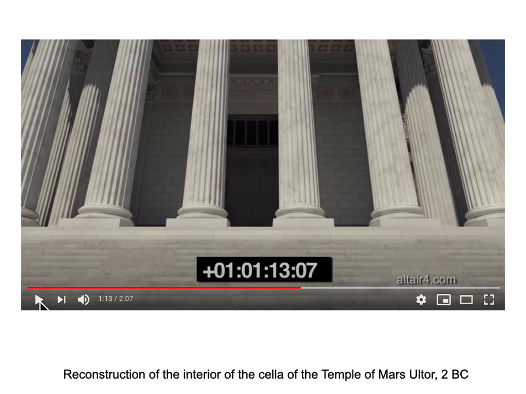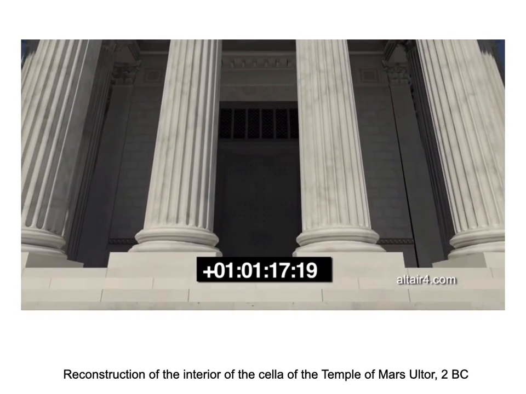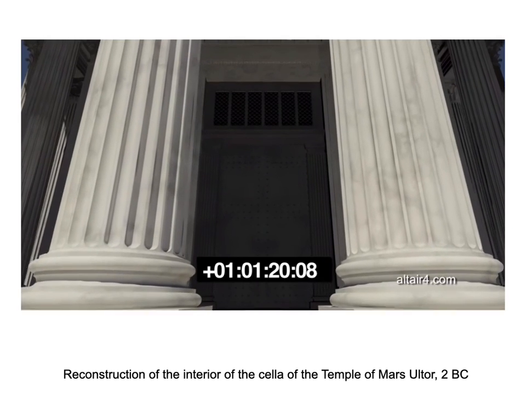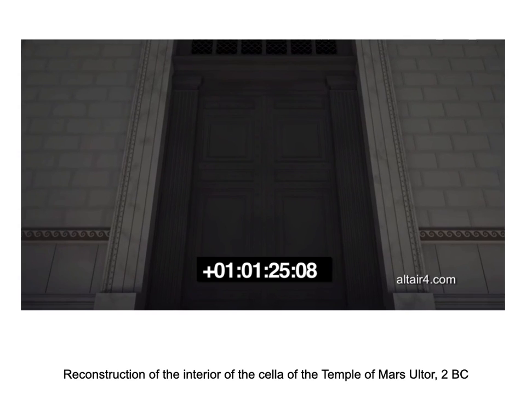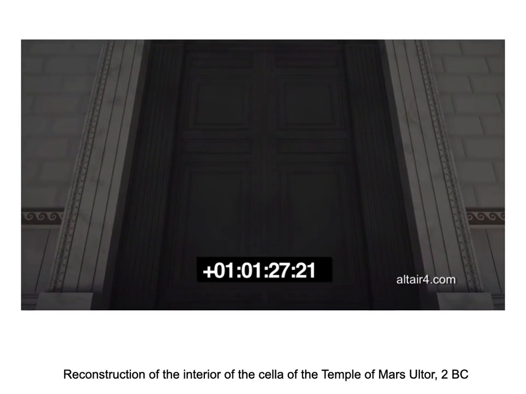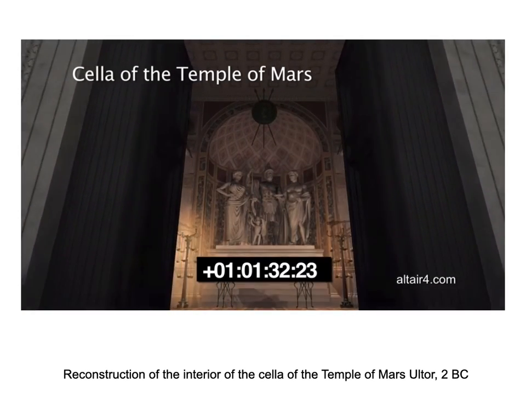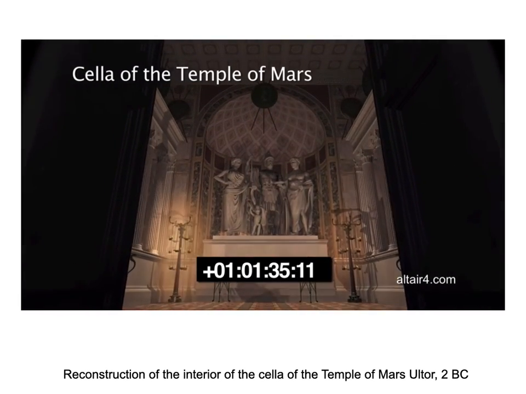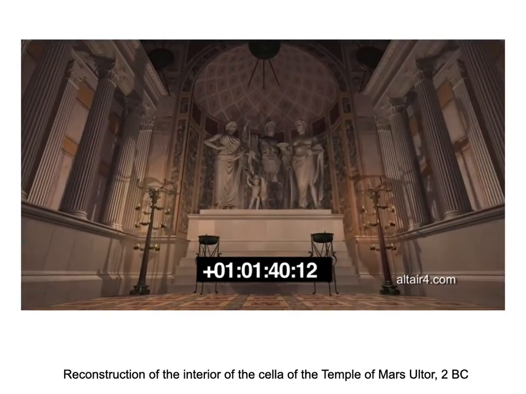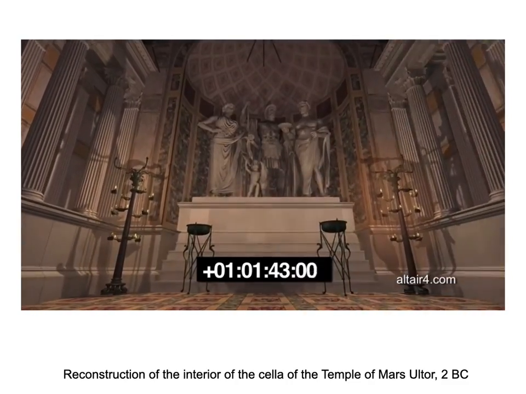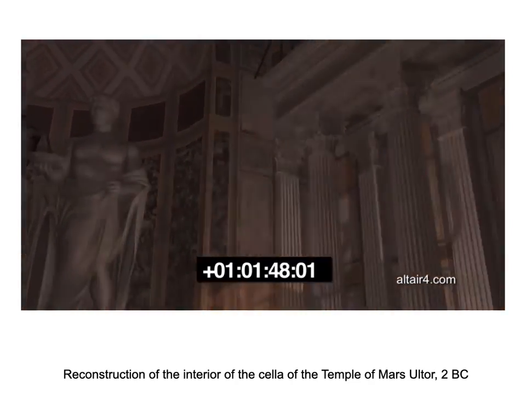This digital walkthrough takes us into the cella. Here the doors open, and inside we see the dimly lit interior and the great triad of Mars, Julius Caesar, and Venus.